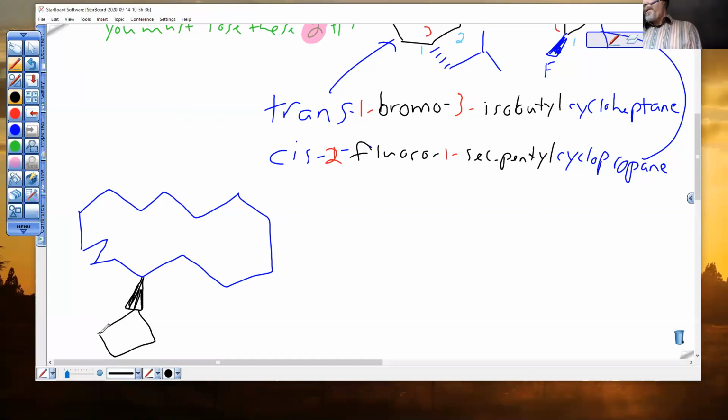Oh, the group is a ring. Wow. And then right away, I know this, what cis or trans. Let's see, one's a wedge, one's a dash. That's trans.